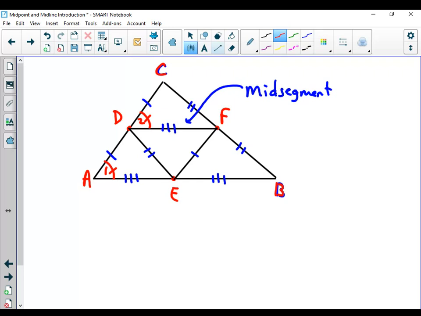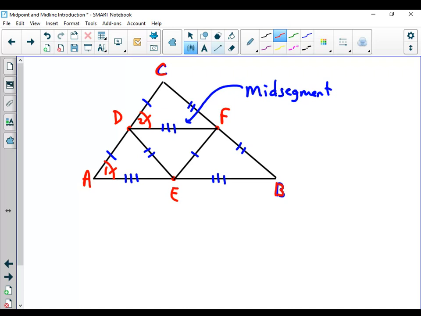So that leads us to number 8. And it asks, okay, what about DF and AB? Are they parallel? Well, if angle 1 and angle 2 are the same, that means these two lines had to be parallel. So DF not only is half as long as AB, but it's also parallel to AB.